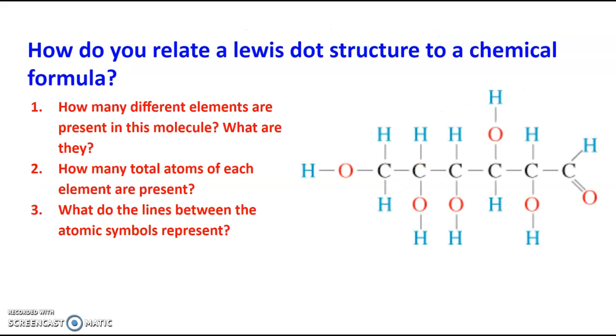All right, this one's a lot more complicated, but it's actually not too hard to understand, even though it looks impressive. So please pause this and try to answer the questions. How many different elements are present in this molecule? What are they? How many total atoms of each element are present? And what do the lines between the atomic symbols represent? So we have three different elements: hydrogen, oxygen, and carbon. And the totals of each, there are 6 carbons, 6 oxygens, and 12 hydrogens. Not nitrogens, hydrogens. Sorry.